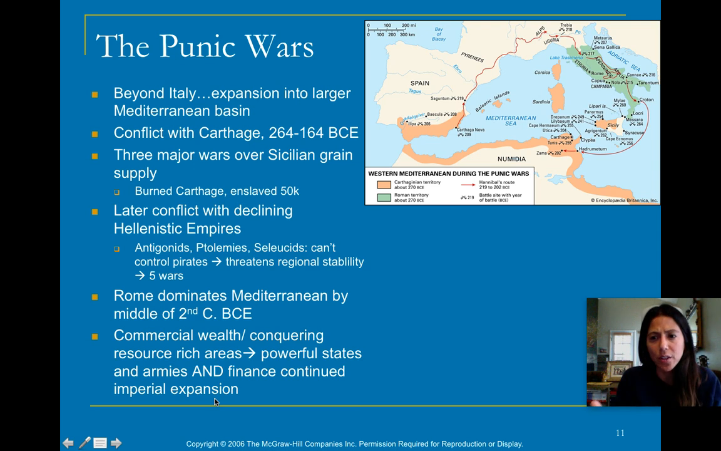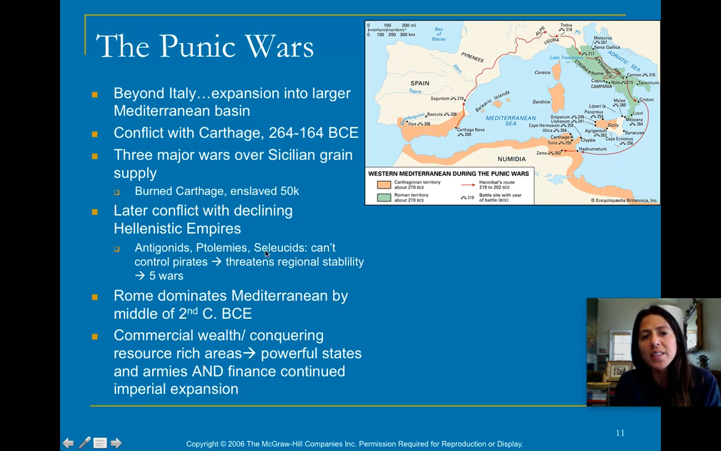Well, where else could they expand? They could expand into the areas conquered by the Hellenistic empires that we learned about in chapter 10. Remember, the Hellenistic empires were the empires that formed after Alexander the Great died. And we know that there was the Antigonid Empire, what we think of as basically Greece and Macedon, the Ptolemaic Empire, what we think of as basically Egypt, very rich, and the Seleucid Empire, which is in Persia. You also learned about it in the Persian chapter, chapter 7.